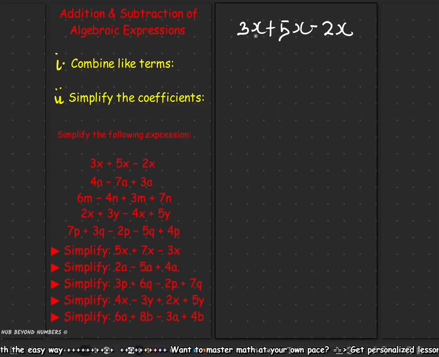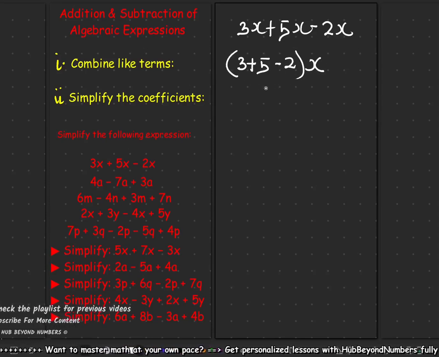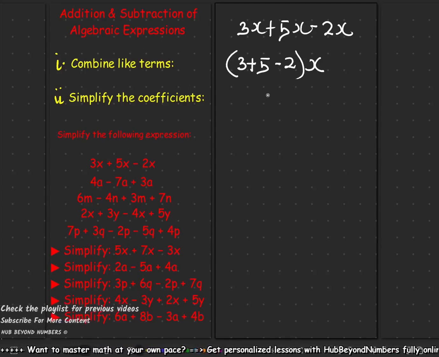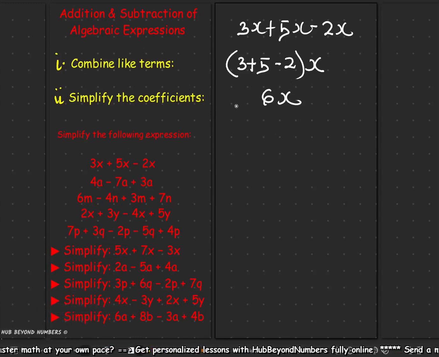So for this first example, since we know they are all like terms, simplifying the coefficients, you are going to get 3 plus the 5, and then plus the negative 2 over here. And they are all having a variable of x. 3 plus 5 gives us an 8. Then 8 minus 2 gives us what? 6. So we are going to get a 6x. And that becomes the simplification of this expression.